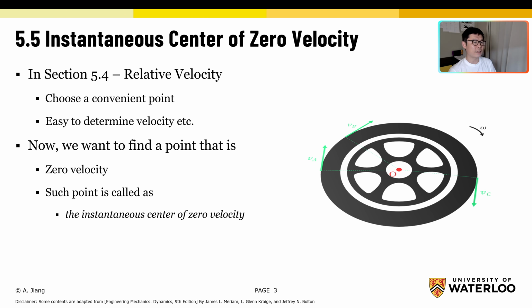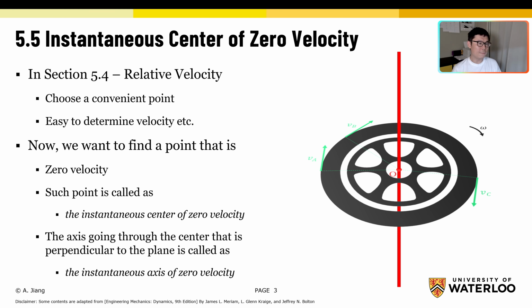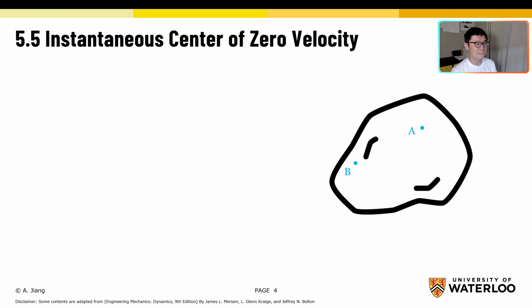Let's look at this tire from a tilted angle here. If we construct an axis going through the center point, then we can call this axis the instantaneous axis of zero velocity. Okay, it's the same concept. On a symmetrical object like the wheel, it is probably easier to identify the center has a zero velocity. What about non-symmetrical objects like the rock? So we'll take a look at here.